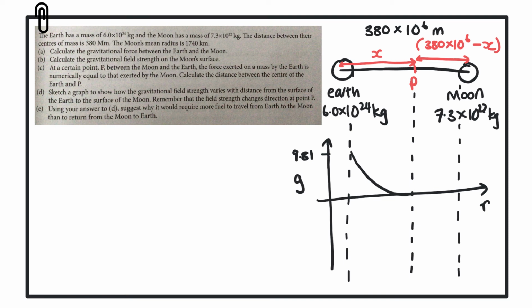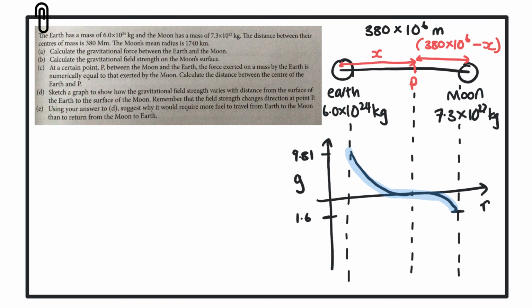We do need to incorporate the change in direction as well. So instead of that curve going above the axis to a positive value of 1.6, it's going to go to a negative value of 1.6. So this value here is 1.6.